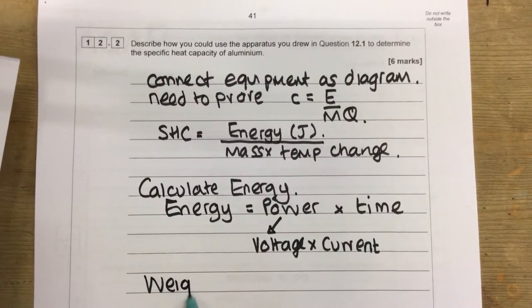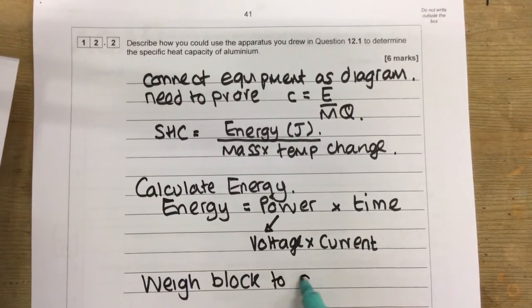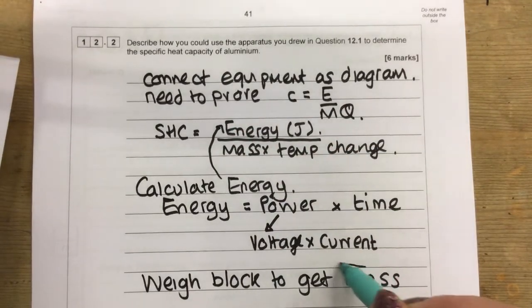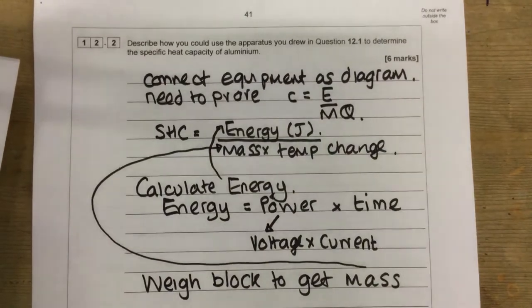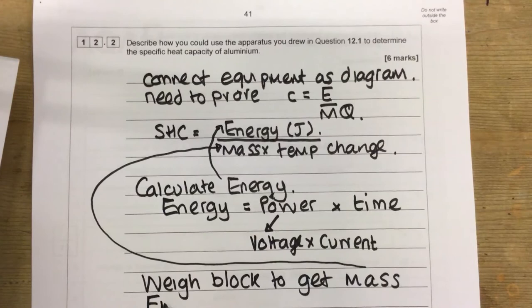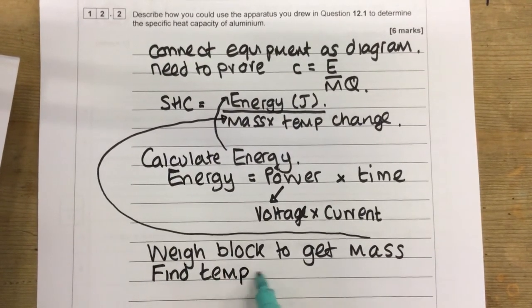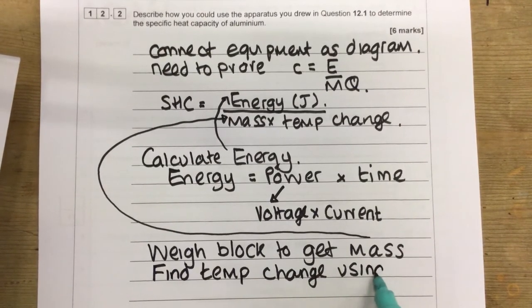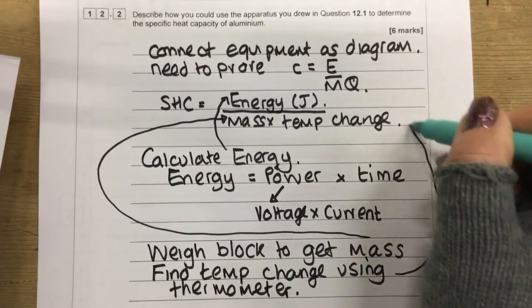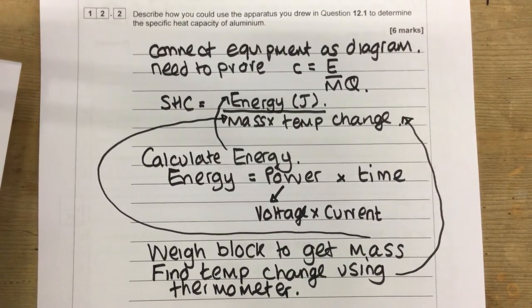I weigh block to get mass. So we've got the energy there. I'm getting the mass there. Find the temperature change using my thermometer. So that's my temperature change. So that's how I find out all the things I need to know.